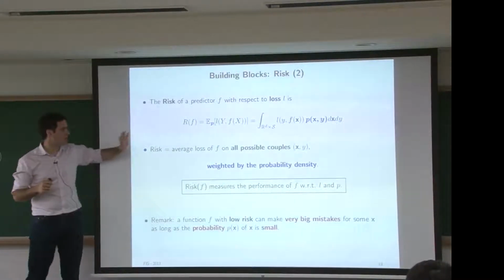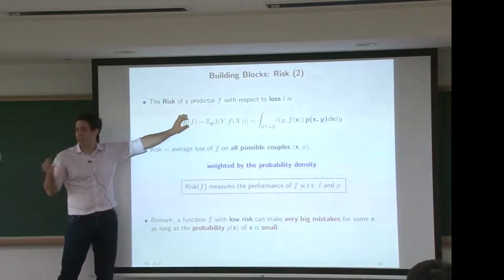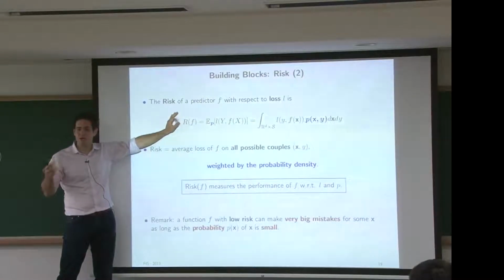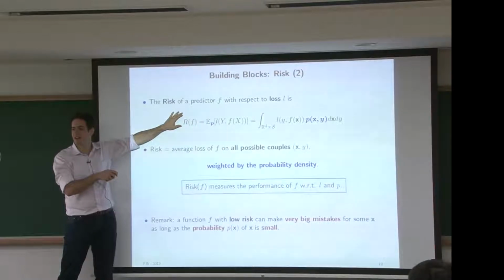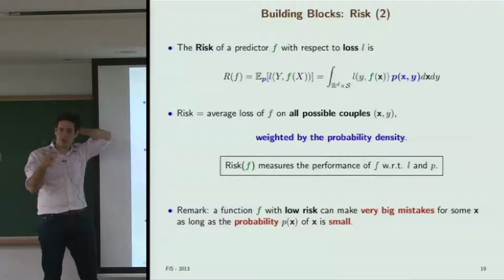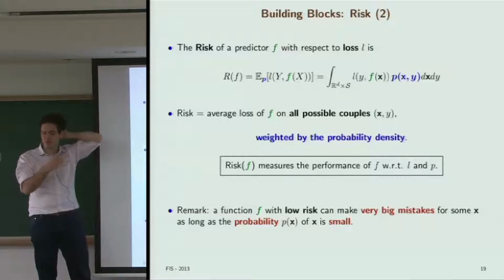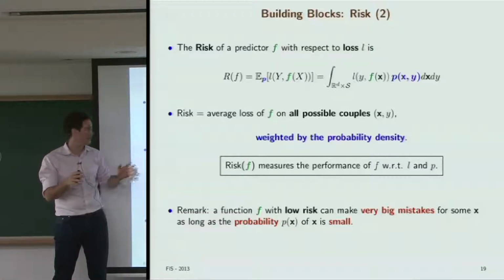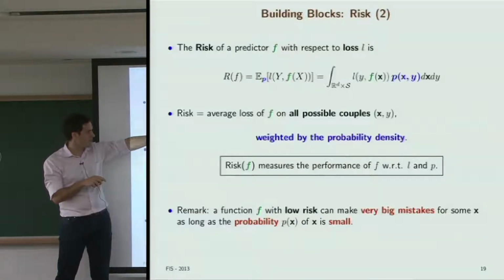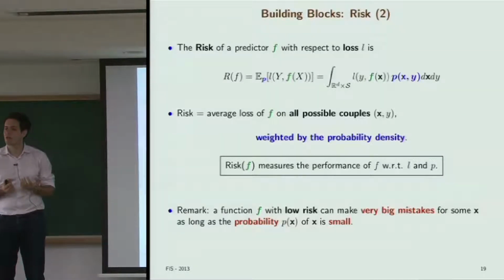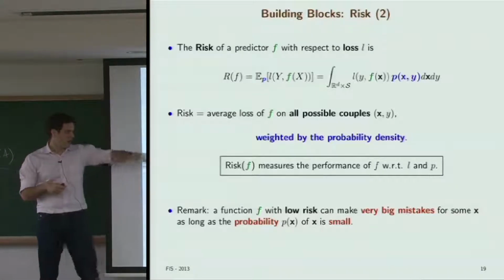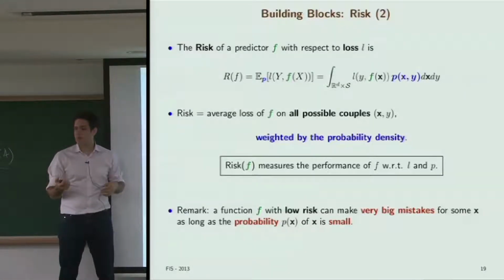So this is all a bit optimistic, because I'm defining an object that I cannot compute. I just want you to have this clearly in mind. In practice, I will not be able to compute the risk, because we never have access to the probability. But ideally, if we had access to the probability, which I will be assuming for a little while now, this would be really what we want to minimize. This is something that we want to be small. We want f to make as few mistakes as possible, especially on average.